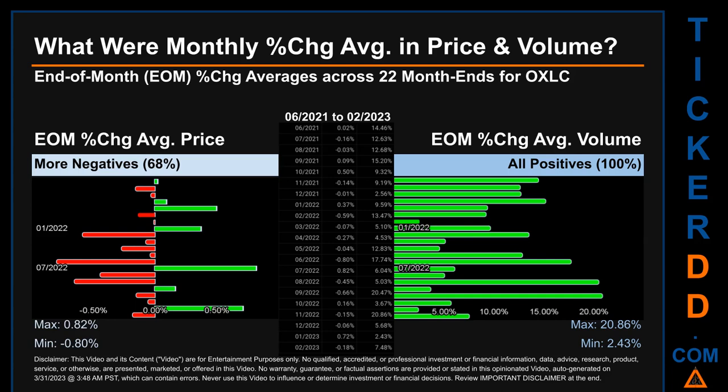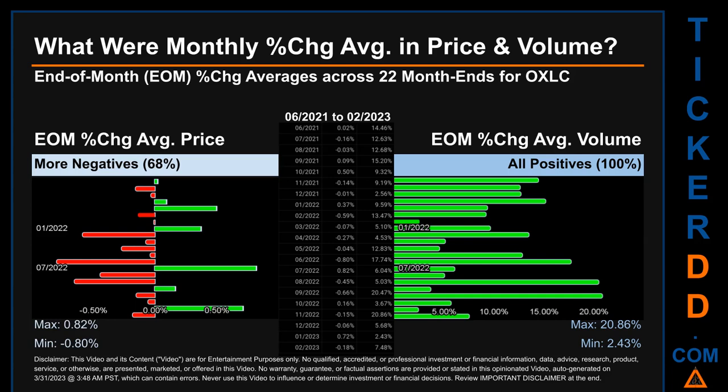What were end-of-month percentage change averages in price and volume for OXLC? The monthly average of percentage change in price and in volume were calculated for each of the 22 month ends. That calculation took daily percentage changes and averaged them for each given month. If a month end came out negative, then it means that the month summarily saw a negative change.